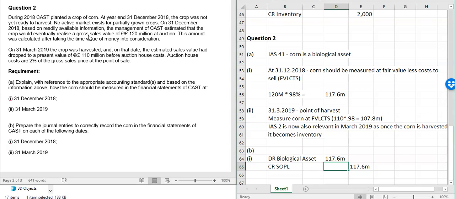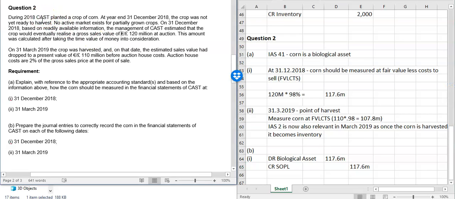We assume that's the initial one, and you put it straight into the P&L because that's a pure gain. Now, it's probably not the most realistic because there might have been some costs to plant it initially at the start, which you'll have to adjust for. But here, that's the figure we're given, so we can assume that's the correct journal.